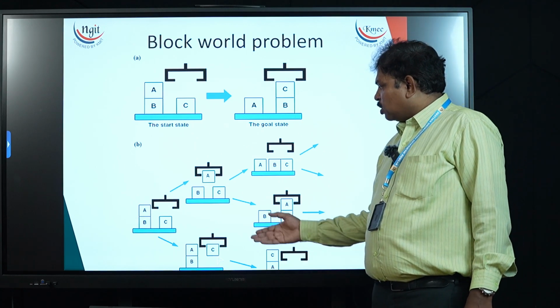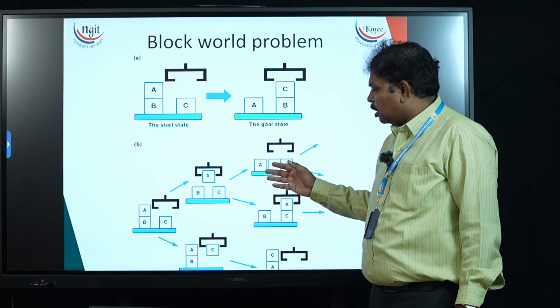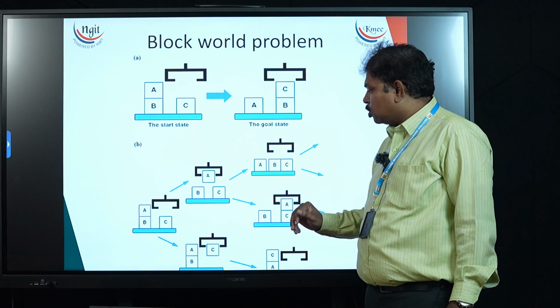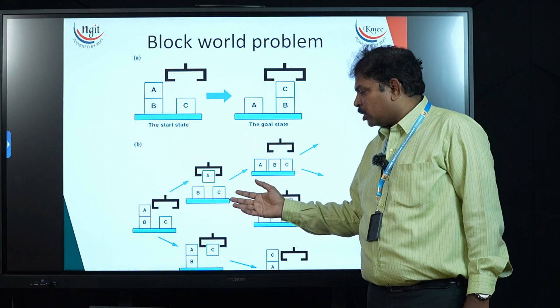As usual, every problem we represent as a search problem, where we search for a path from the start state to the goal state.